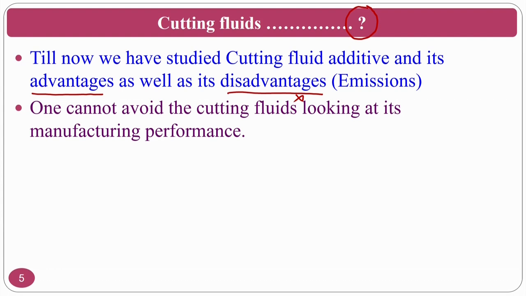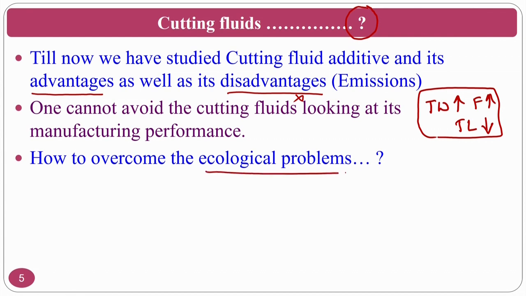One cannot avoid the cutting fluid, looking at its manufacturing performance. If you don't use the cutting fluid, the mechanical performance will go down: tool wear will increase, tool forces will increase, and tool life will decrease. That's why you need to use the cutting fluid, but in a wise manner. You should choose the cutting fluid composition in such a way that it does not emit a lot of dangerous emissions, but the performance should be equivalent to the mineral oil we are talking about. So how do we overcome these ecological problems while keeping the mechanical performance as required?